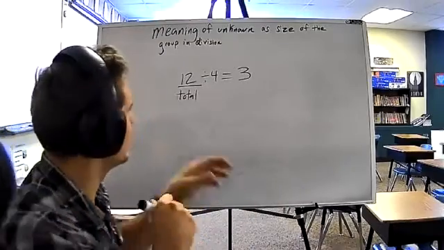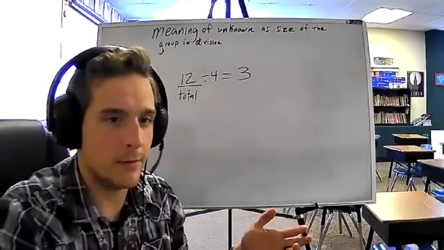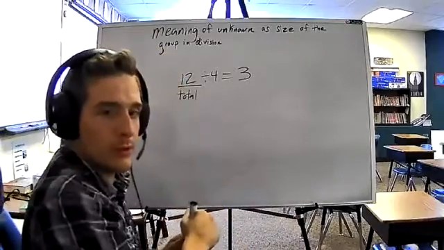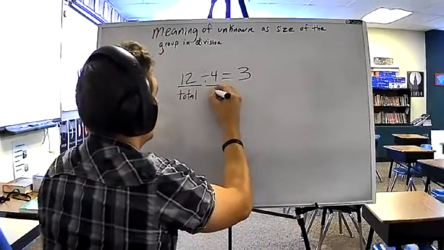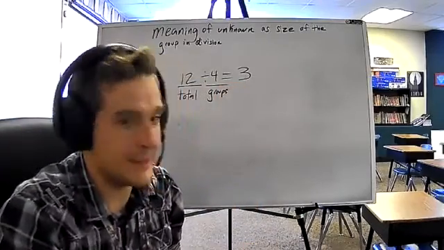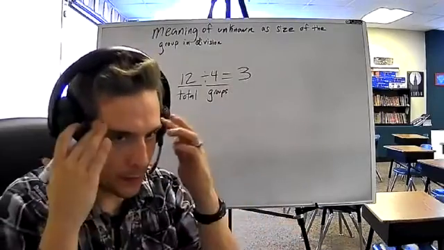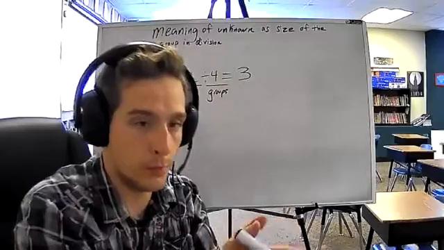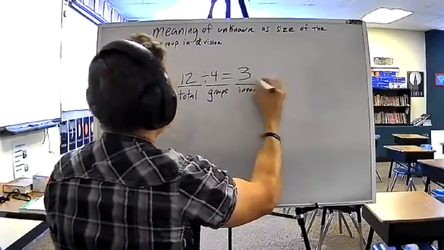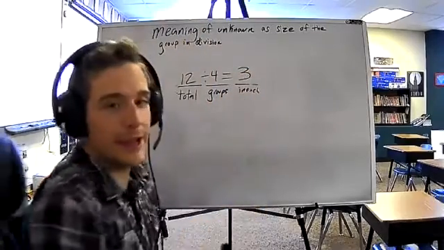And I'm going to say the 4 right here is how many kids I have, or how many scholars I'm going to be giving these Skittles to. So I have a total of 12 Skittles. This 4 is going to represent how many groups I have. And that word can be interchangeable with scholars, desks, trees, gardens, rooms. It's just being able to recognize that it's talking about a group. And this 3 will represent how many are in each group. That's the meaning of the unknown as the size of the group. We're talking about how big is each group.